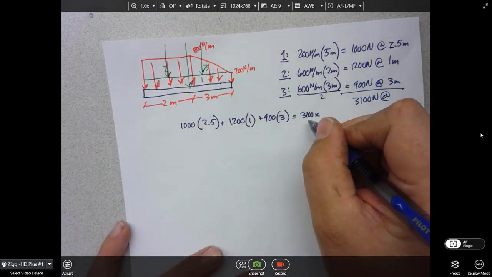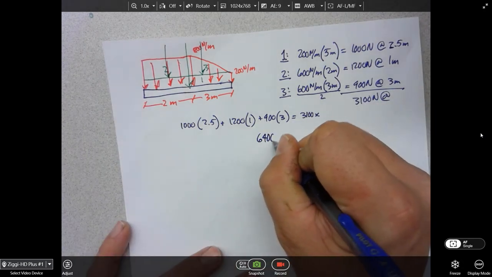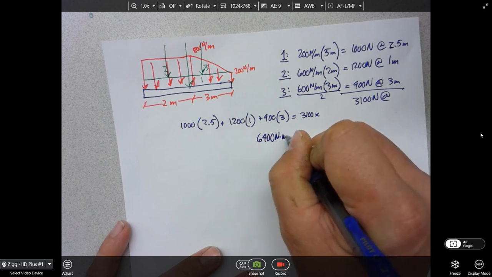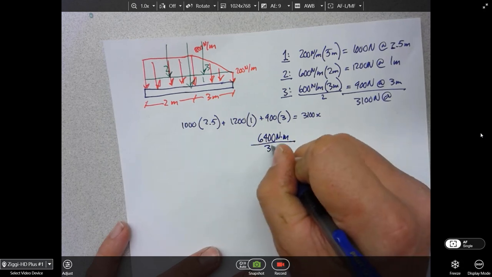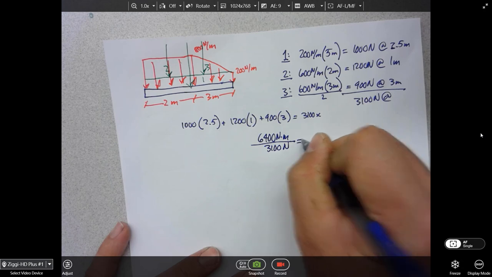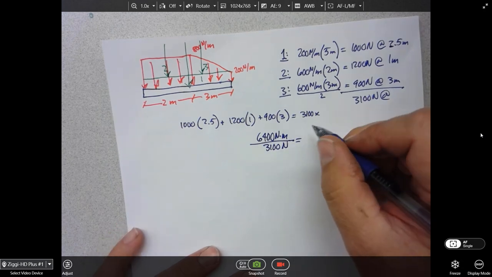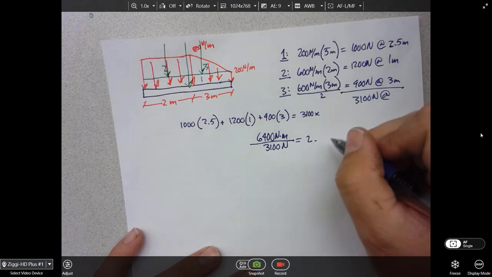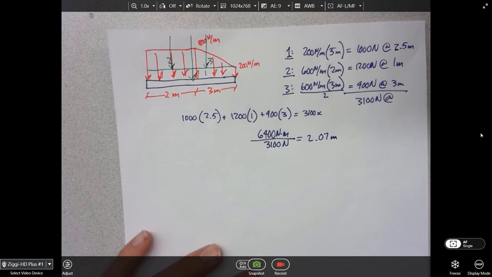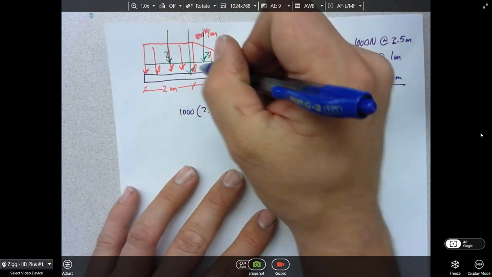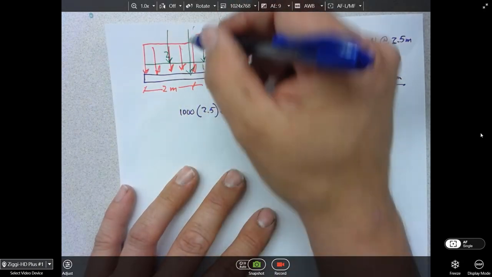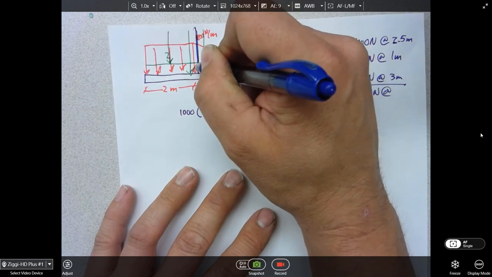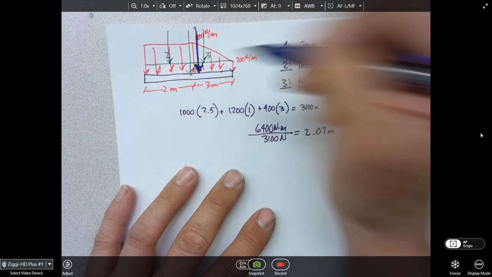And 2,700 would be 6,400. So 6,400 newton meters divided by 3,100 newtons is going to give me 2.07 meters. So that says it's just past here for my resultant.